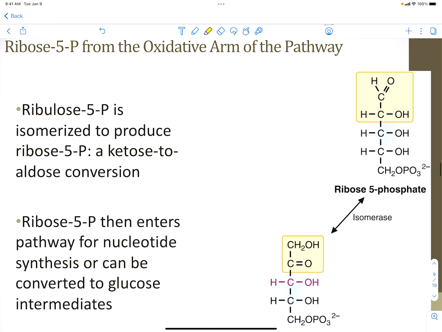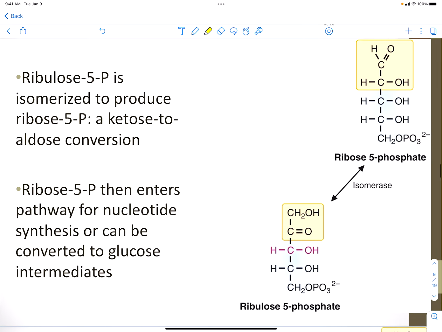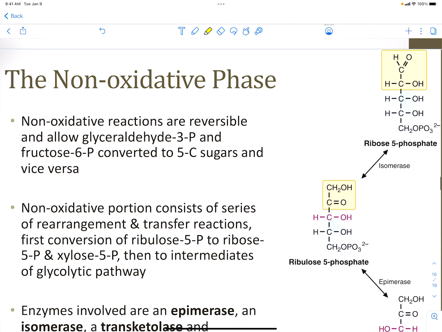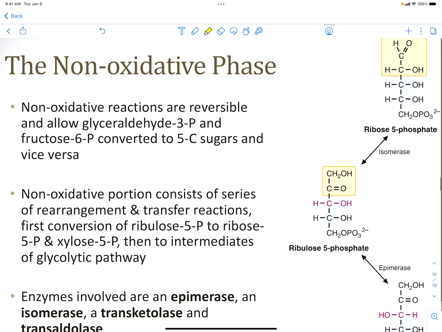Ribulose 5-phosphate is going to become ribose 5-phosphate, and this is just a conversion through an isomerase. And then you can have your nucleotide synthesized from this precursor, or it can go back to glucose. So if you don't need to make any of your 5-carbon sugars, you can then go to the non-oxidative phase and re-enter glycolysis. The non-oxidative reactions are going to be reversible.